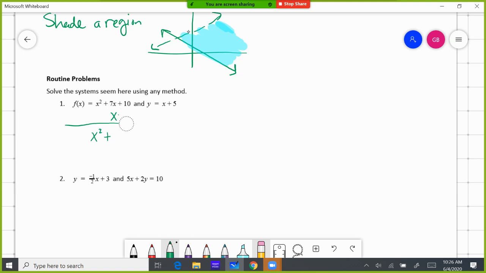Sorry, let me start all over. This thing's freezing on me. I'll just write over here on the other side. So the solutions are when the equations are equal to each other. So when is x squared plus 7x plus 10 equal to x plus 5?